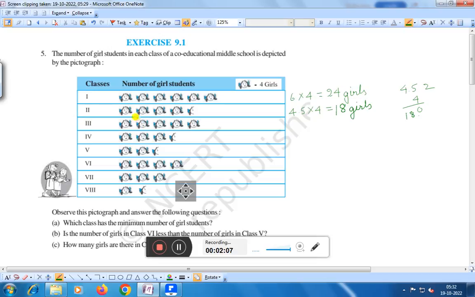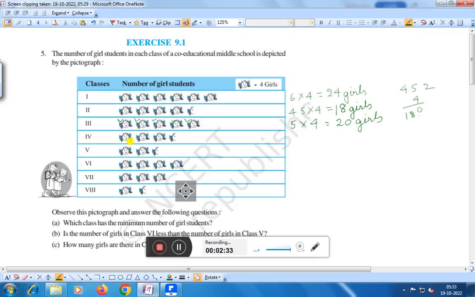Right? Next one is class 3. In class 3, how many girls are represented? There are 1, 2, 3, 4, 5, that means 5 pictures. And each picture represents 4 girls, so 5 into 4, that means 20 girls.